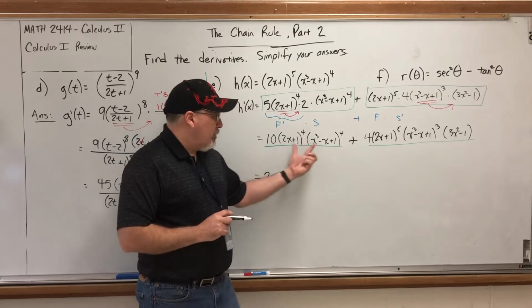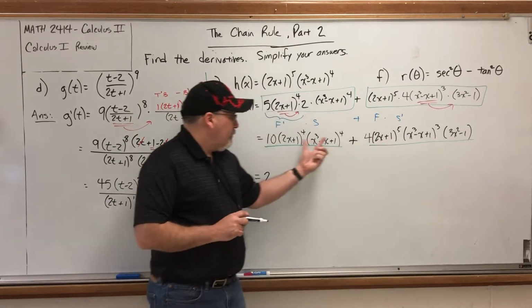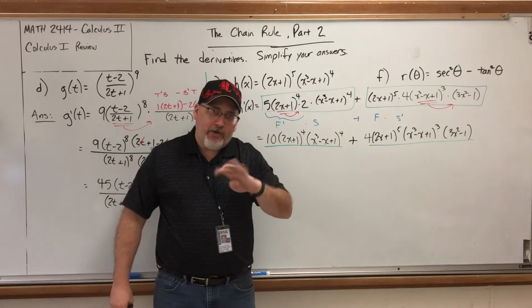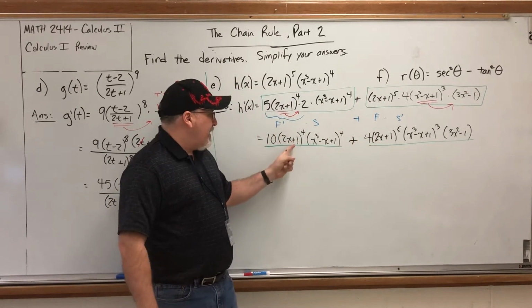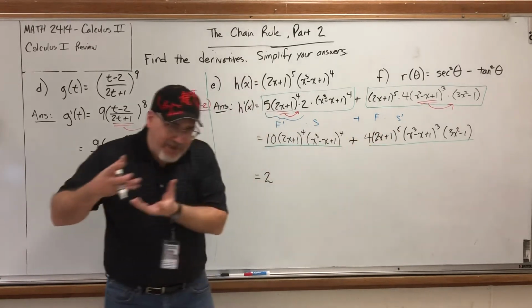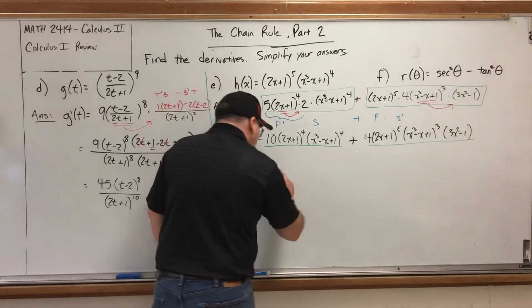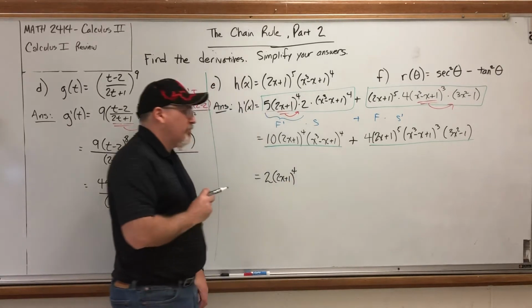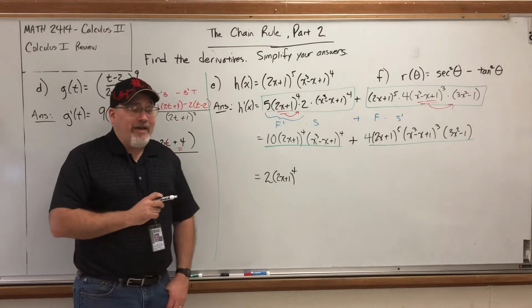Some (2x+1)s. When you factor out a greatest common factor, the most you can factor out is determined by the lowest power. This guy has 4 of these parentheses, this guy has 5 of them, so the most I can take from them is just 4 of them. I'm going to factor 4 of the (2x+1)s out of both addends.